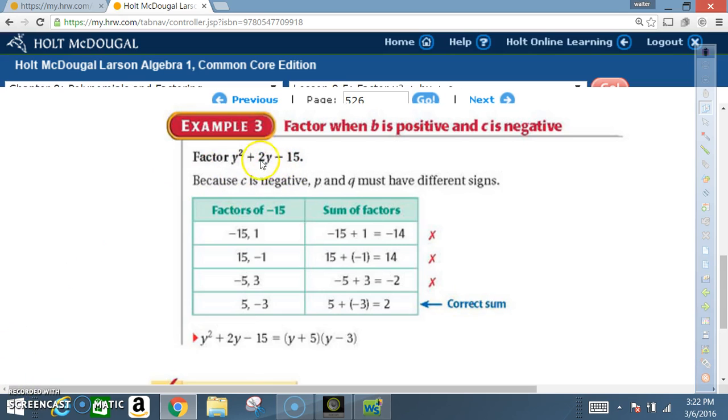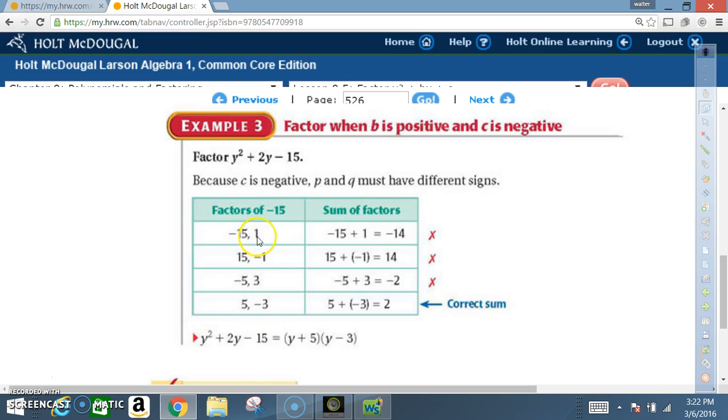Another way of saying this is, how can I come out with a negative 15 via multiplication, but come out with a positive 2 via addition? So what I do is I write down all my combinations for a negative 15 involving just two numbers: negative 15 times 1, 15 times a negative 1, negative 5 times 3, and 5 times a negative 3.